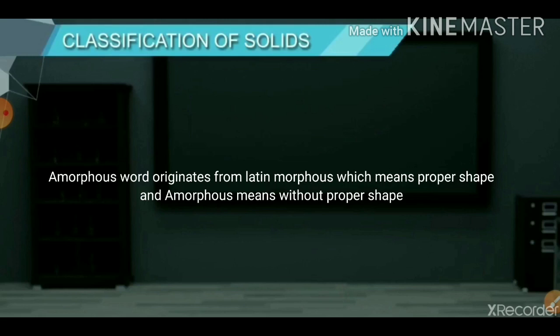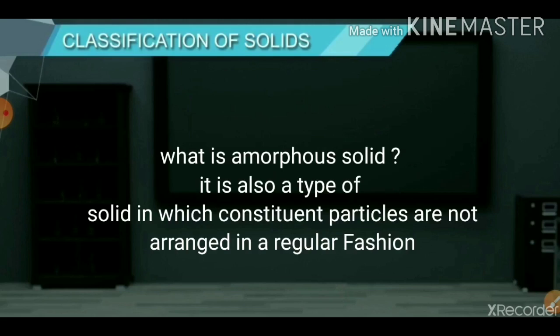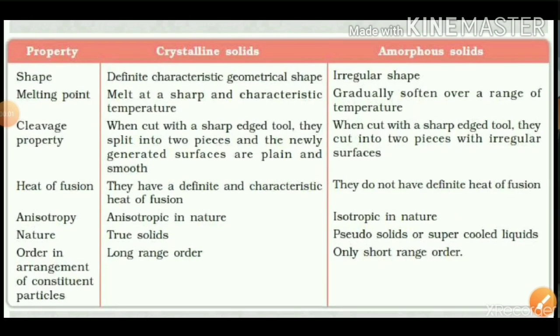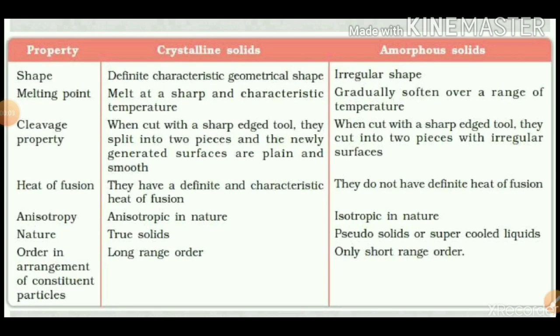Now let's define amorphous solid. It is also a type of solid in which constituent particles are not arranged in a regular fashion, that is, they don't follow any regular pattern. Now we will discuss the major differences between crystalline solid and amorphous solid. Look at this table.